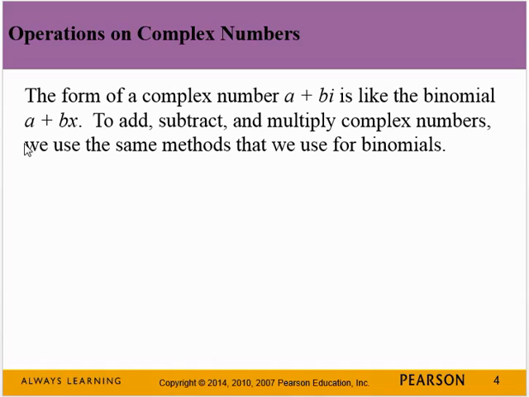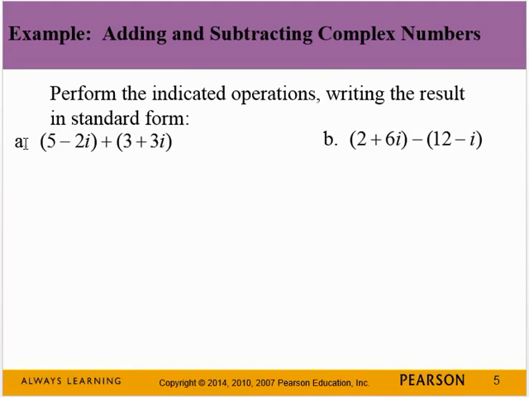So, operations of complex numbers. The form of a complex number is like a binomial, a plus bx. To add, subtract, and multiply complex numbers, we use the same methods that we did with binomials. So perform the indicated operation, writing the result in standard form. So that means you want to write it in a plus bi. So switch to pen mode.